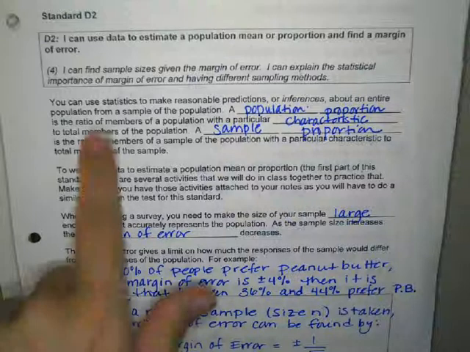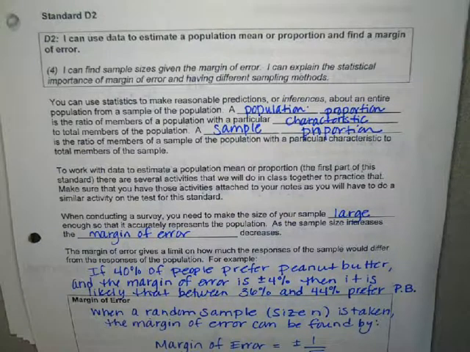All right, you can use statistics to make a reasonable prediction or inference about an entire population from a sample. So if you have an entire population and then you do a survey of a smaller portion of it, a sample, you can get some good data about the entire group.